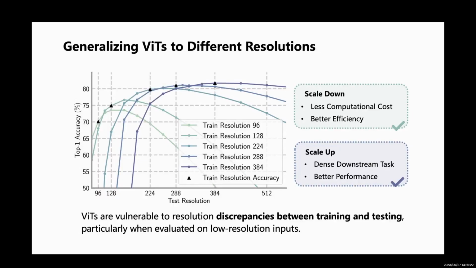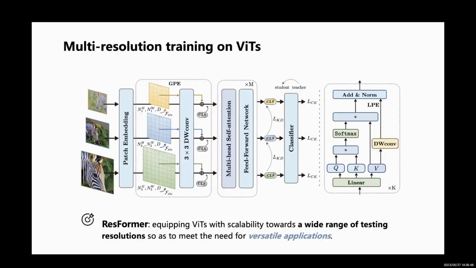As shown in the figure, ViTs are vulnerable to resolution discrepancies during training and testing. Performance drops sharply when directly adapted to small-scale inputs and is also unsatisfactory when input scales enlarge. However, we wonder how to gain advantages of both low and high input resolutions. To this end, we introduce ResFormer, which scales ViTs towards a wide range of testing resolutions so as to meet the need for versatile applications.